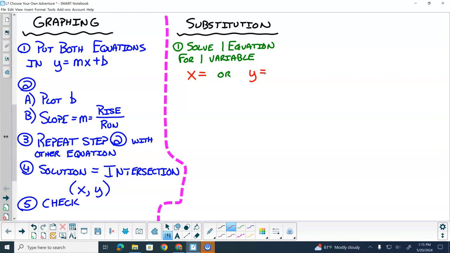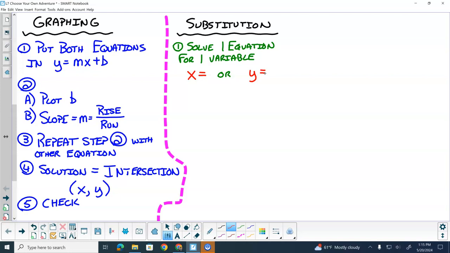Now, a lot of the times that's done for us already. A lot of the problems that we have in here, that's already solved for us. We give it like y equals mx plus b right off the start. And so that's already done a lot of the times for us. Okay? What's step number two then?